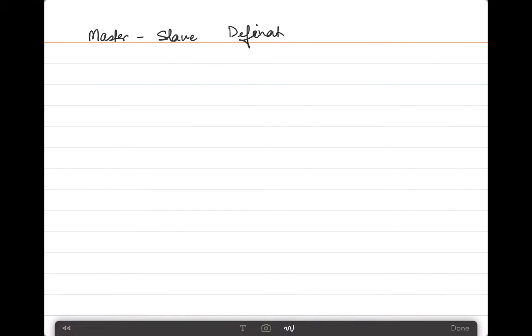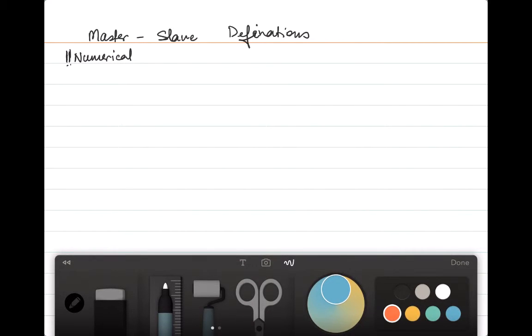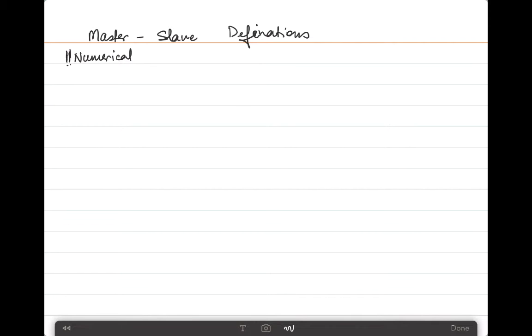or master-slave bodies. Now, theoretically, there is no need to distinguish between two bodies. However, for numerical purposes, we have to make the distinction. That is why we have to call one of the bodies a master and the other one a slave. So I'm going to say this is only a numerical consideration. In the contact condition, we specify or we stress that the slave body cannot penetrate the master.